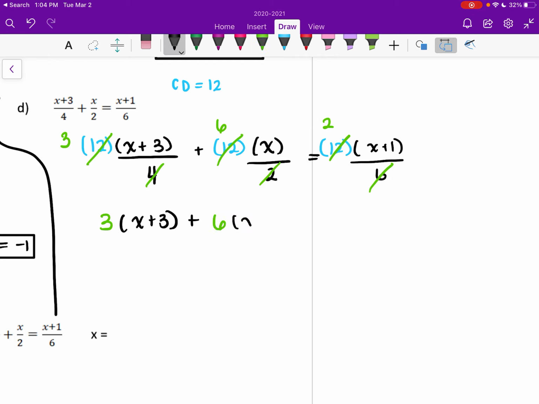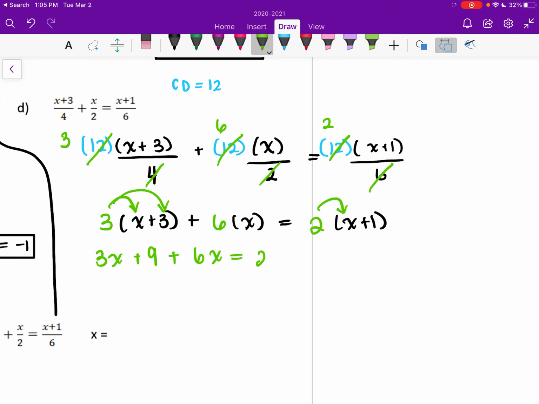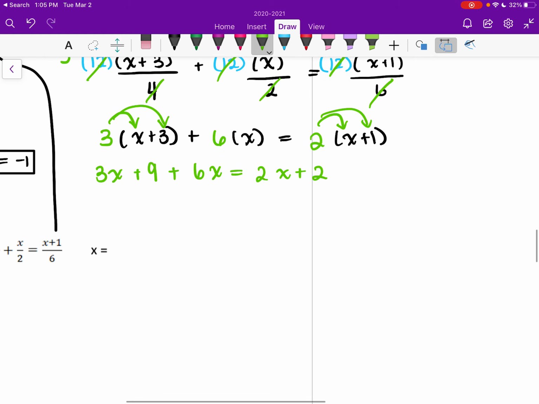6x equals 2(x + 1). And then this is just like yesterday, or our last lesson rather, where we just distribute. Distribute the 3 in, so we're left with 3x, and 3 times 3 is positive 9. Plus 6x. Distribute the 2 in: 2x plus 2, right?